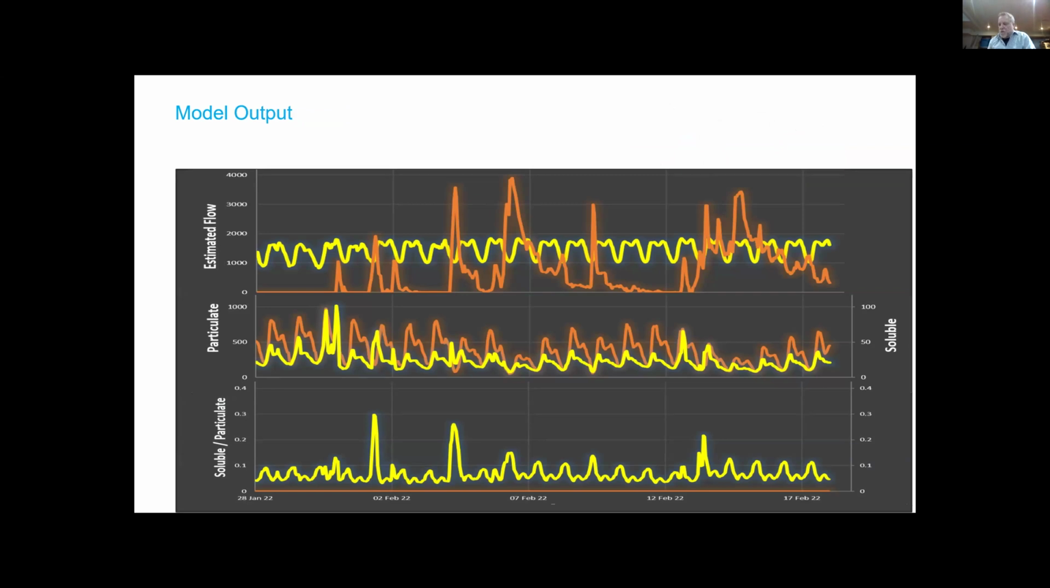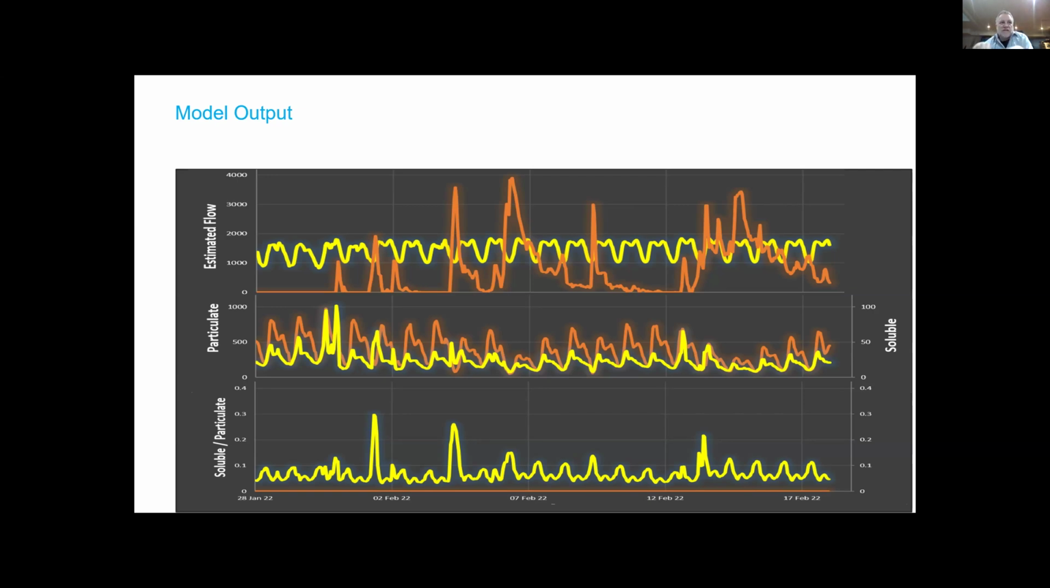So here's what we see. The top graph shows the flows. The orange is the calculated storm flow. The yellow is the dry weather flow, the assumed dry weather pattern underneath. The addition of the orange and the yellow would be the measured flow at the inlet to the treatment plant. In the middle graph, we see the particulate and the soluble curves, the predicted particulate component and the predicted soluble component of the influent sewage. And we see how they vary differently. The model allows these two things to vary independently of one another.